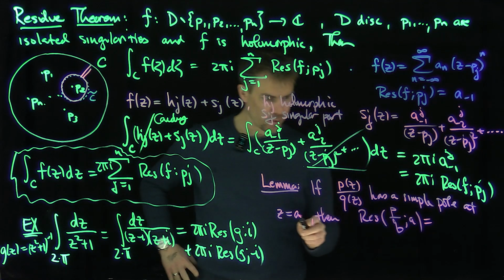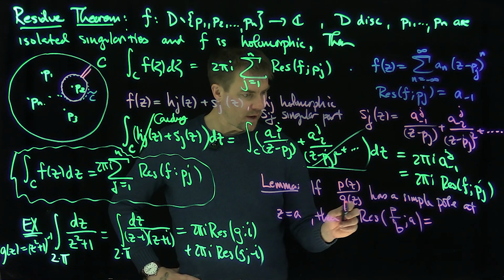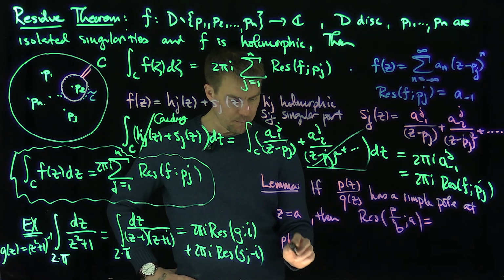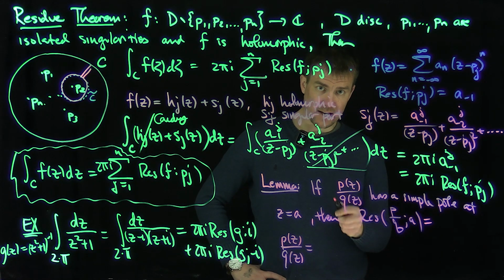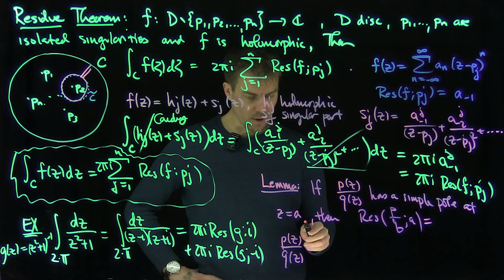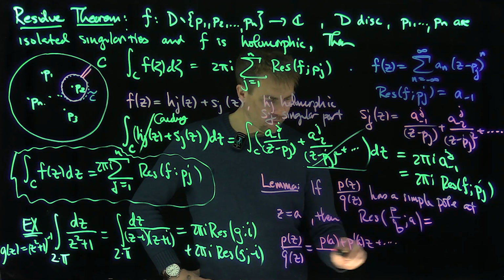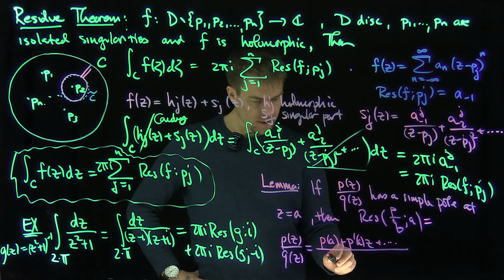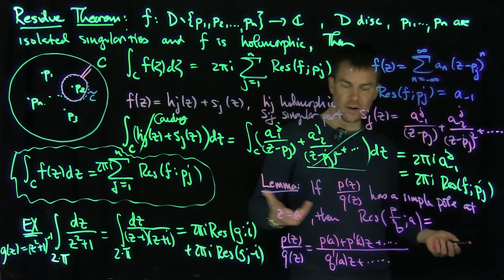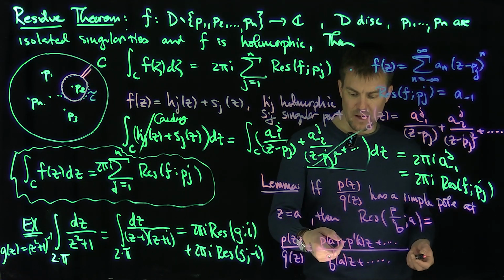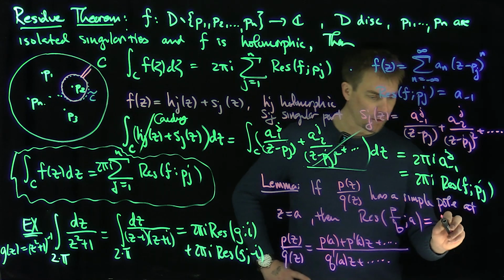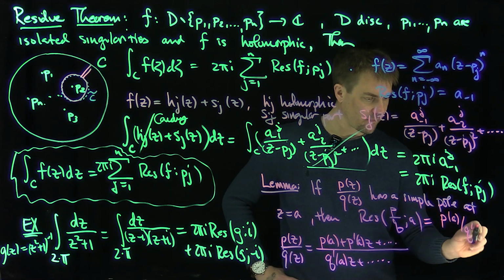Let's figure it out. Let's actually just do it, right? If it has a simple pole, it means that q of a is equal to 0. So if I expand this out, p of z over q of z, if it has a simple pole, that means that p of a is not going to be equal to 0, but q of a is going to be equal to 0. So this is going to be p of a plus p prime of a z, etc., over q of a, which is 0, so I'm going to have q prime of a z, etc. If I just do the division, the only term that's going to have a 1 over z is p of a over q prime of a. So the residue is equal to p of a over q prime of a for a simple pole.